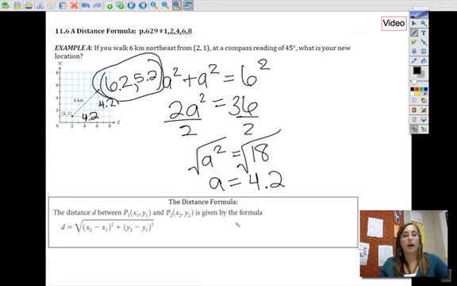So go ahead and copy down the distance formula. I'm going to use that for the next 2 problems that I'm going to give you. So the distance formula is between 2 points. We're going to use x1, y1, and x2, y2 again. And the formula is that the distance is the square root of x2 minus x1 squared plus y2 minus y1 squared.